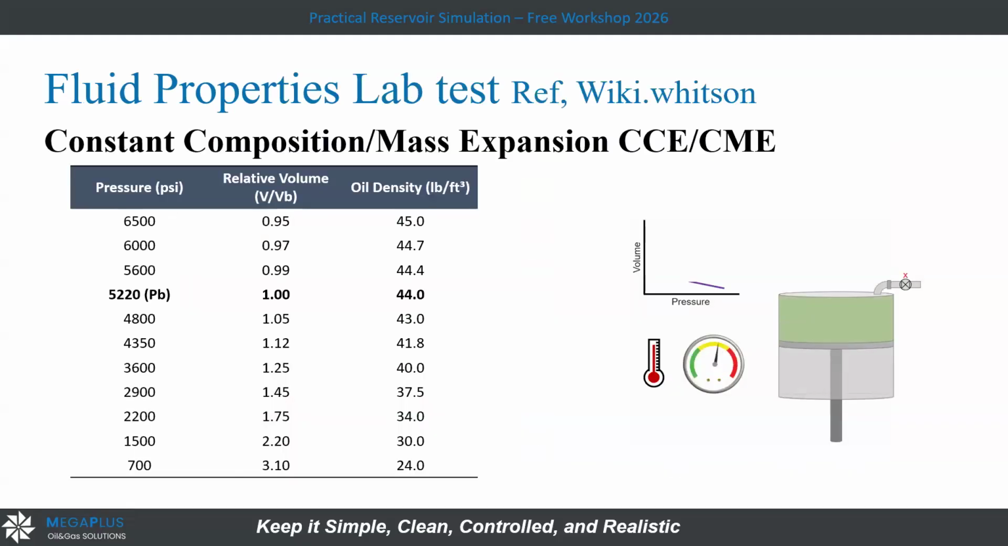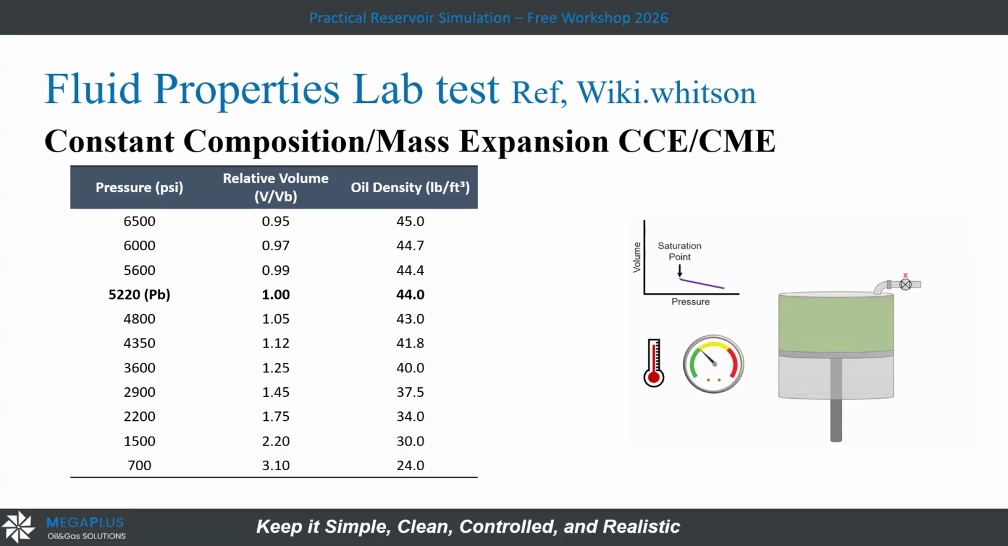So I will start with this experiment here. This picture, you will find it in Wiki Petro, which is a very fantastic website I recommend. It's called constant composition or constant mass expansion. As agreed yesterday, it's about the mass continuity equation, or conservation of mass.